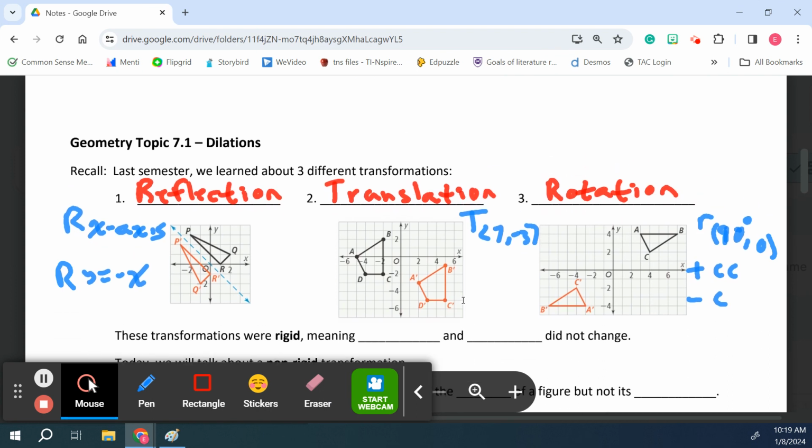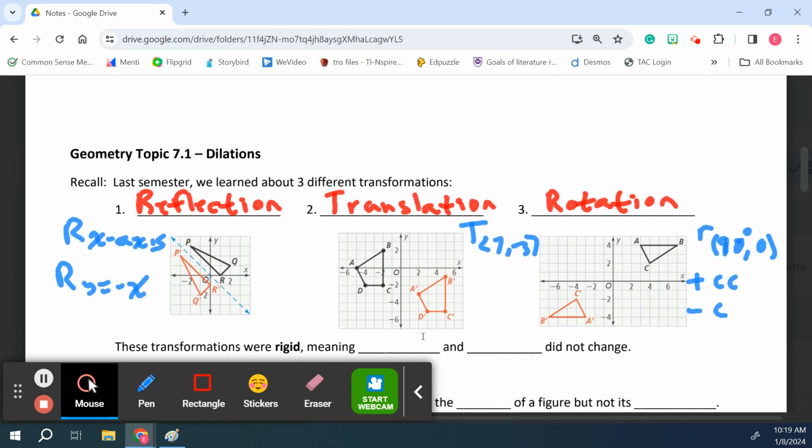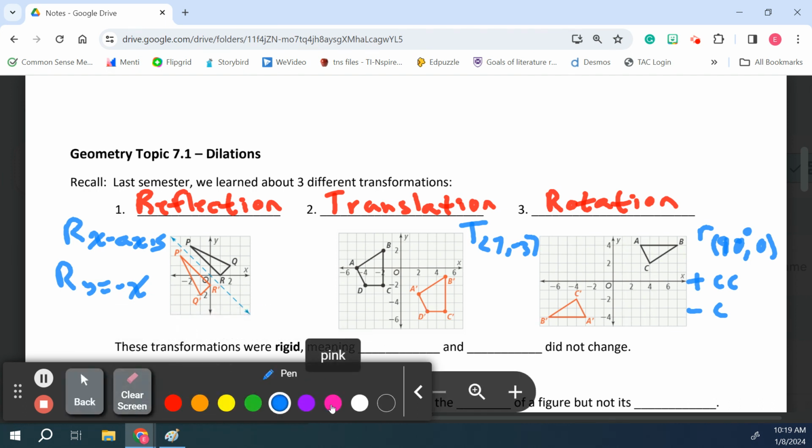All right, so anybody still writing this down? If you are, please let me know so I don't clear it. I'm going to have to clear it because it's dragging.